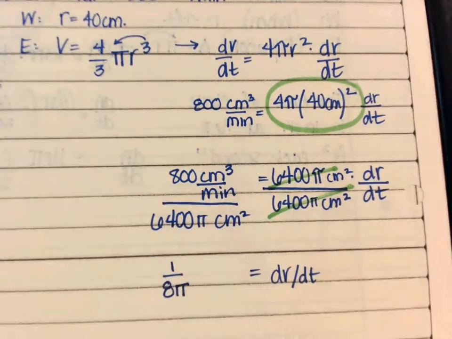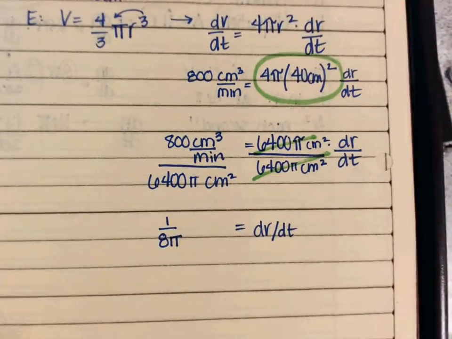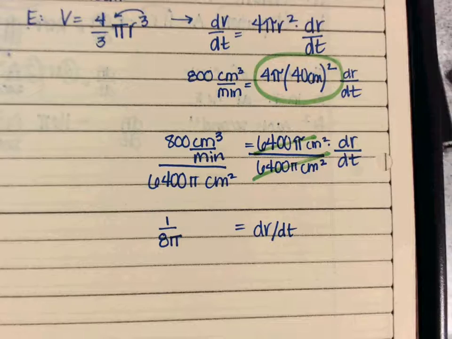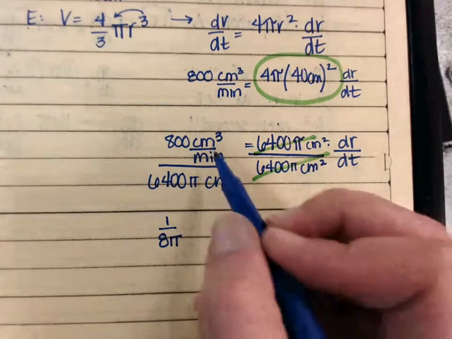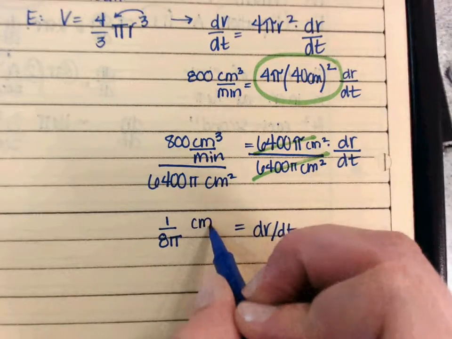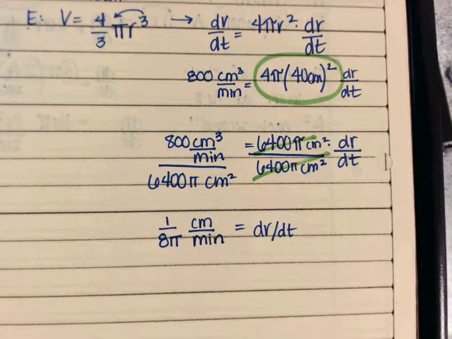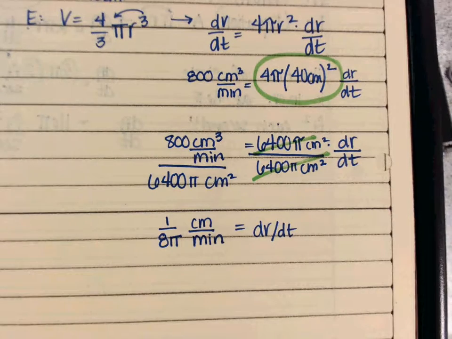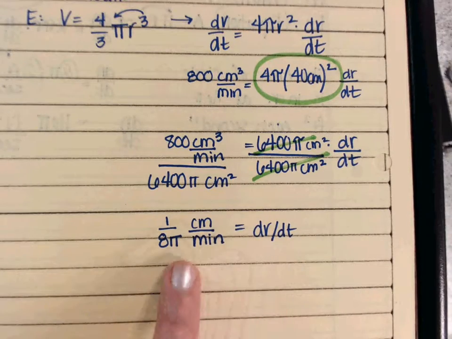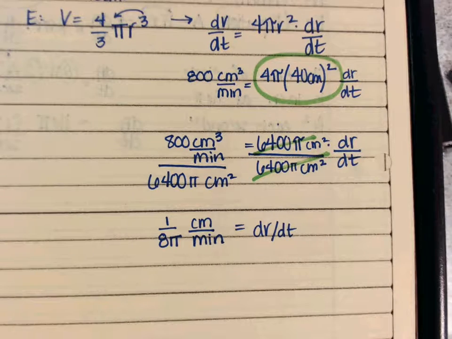Now let's talk about units for a second. I had centimeters cubed, I divided by centimeters squared. So what would be left here? Centimeters left over per minute. Okay, now think about, does it make sense if my ball is inflating that my dr dt came out to be positive? Yeah, because as my ball inflates, my radius is going to have to grow with it. Okay? Make sense?